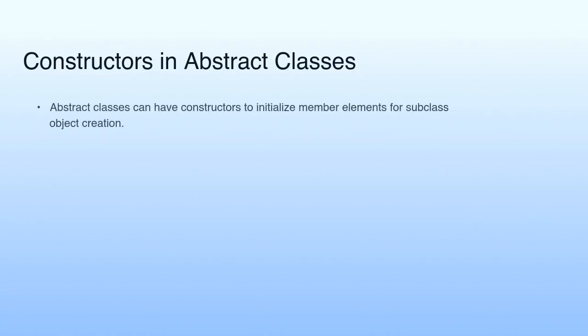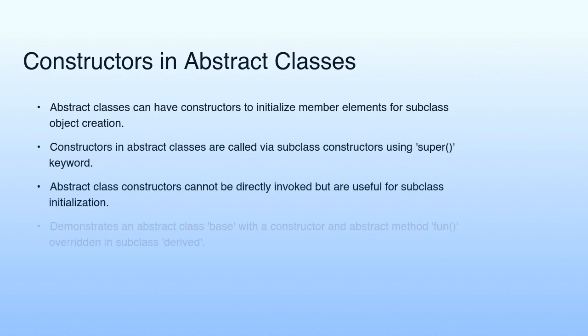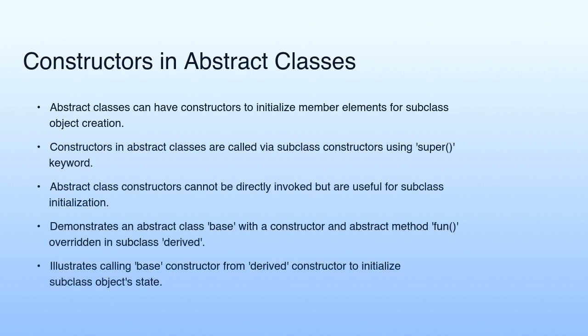Abstract classes can have constructors to initialize member elements for subclass object creation. These constructors in abstract classes are called via subclass constructors using the super keyword. Although abstract class constructors cannot be directly invoked, they are useful for subclass initialization. A demonstration shows an abstract class base with a constructor and an abstract method, fun, overridden in the subclass, derived, illustrating the calling of the base constructor from the derived constructor to initialize the subclass object state.